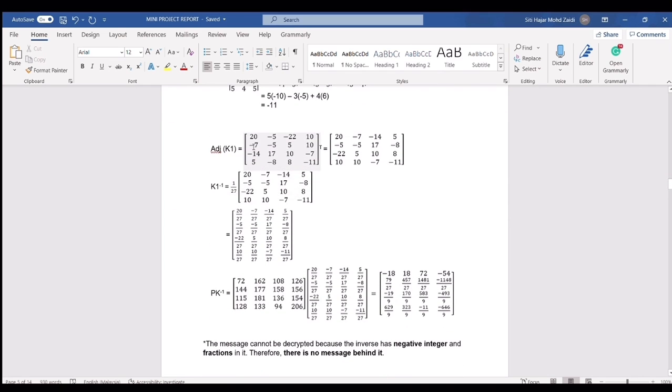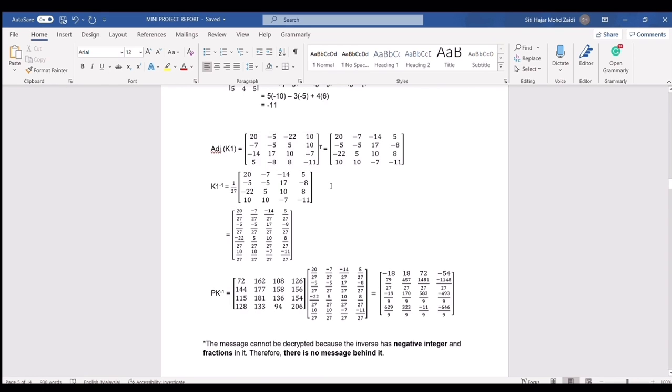After we finish with what we calculated, we have to transpose the matrix that we got by interchanging the rows and columns. So we got 20, negative 7, negative 14, 5, negative 5, negative 5, 17, 8, negative 8, negative 22, 5, 10, 8, 10, 10, negative 7, negative 11.